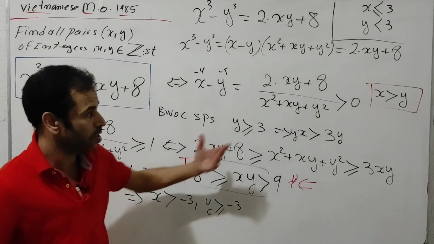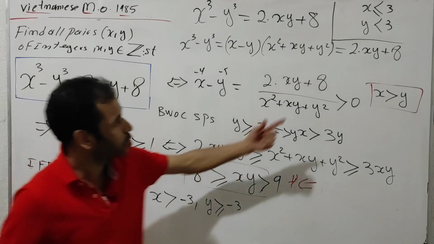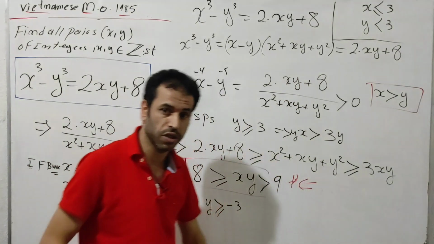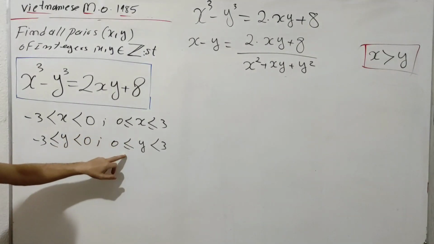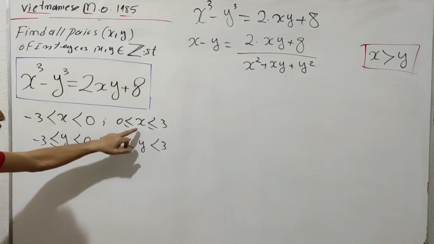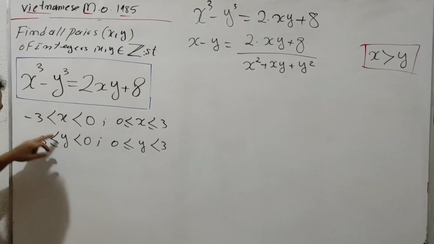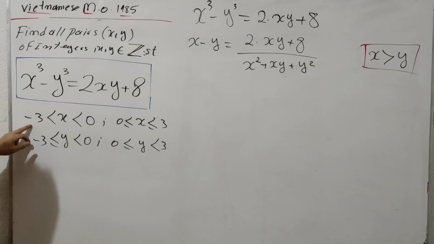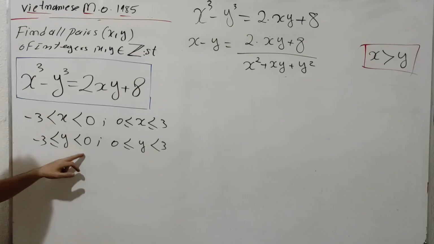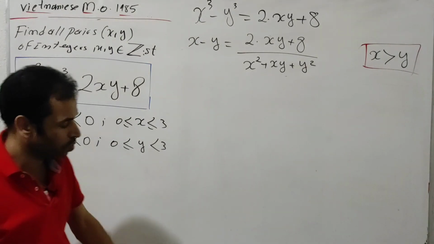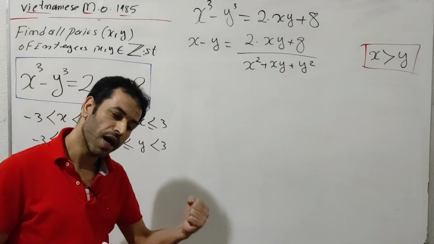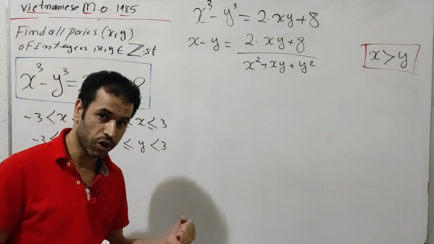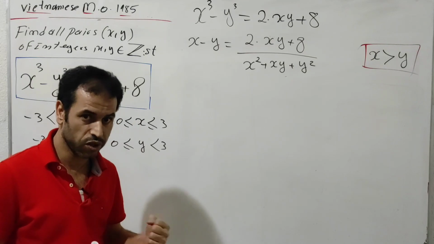Before I go to the final step, I'm going to add this one with this one and move on to the next case, because we have another case. When we have x and y positive, we found this solution. When we have x and y negative, we found the solution x between minus 3 and 0 and y between minus 3 and 0. So now I'm going to go to the final case when we have x as a positive number and y as a negative number, okay? Because we have to do all these three cases.